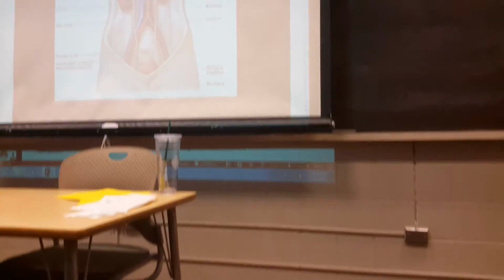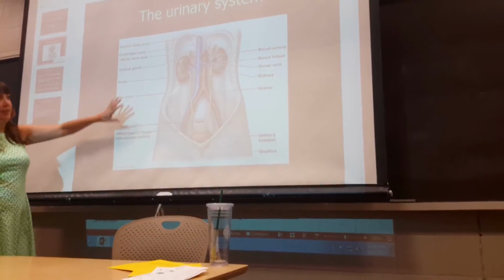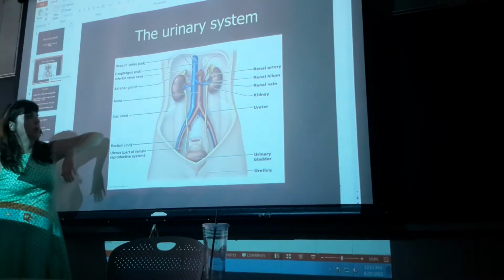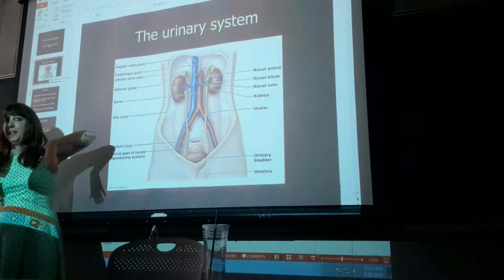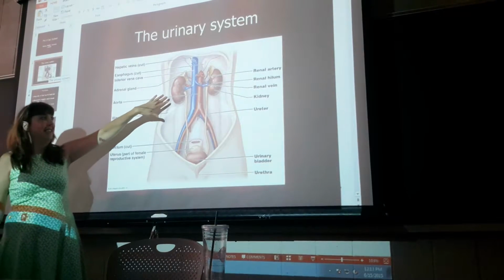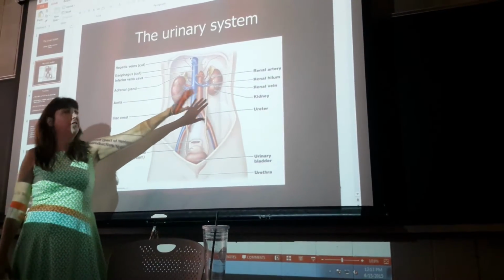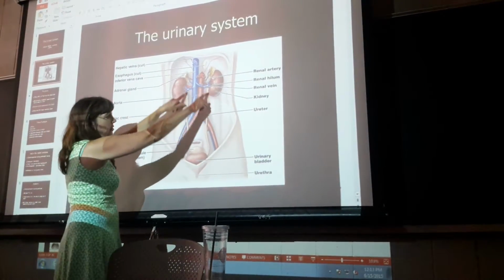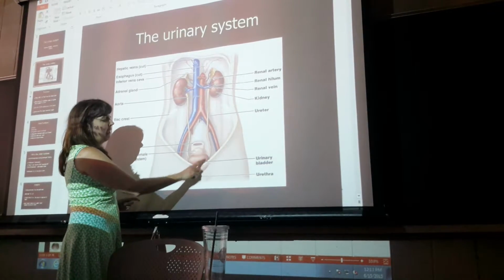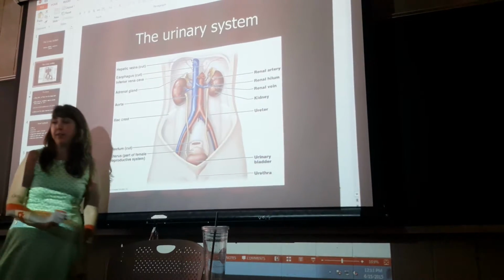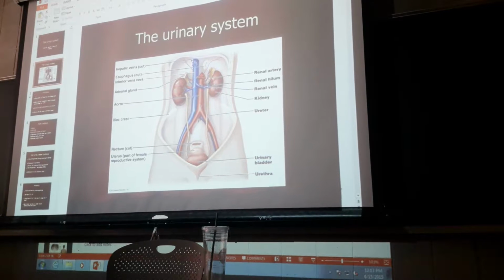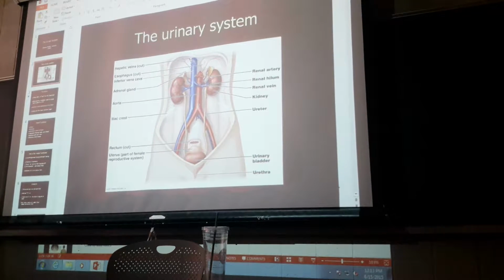So here's our kidneys. Very basic outline of the renal. Renal is the kidneys. So we have two kidneys. We have ureters coming down. They drain into the bladder, and then that goes out the urethra. So that's the most basic part of the renal system.